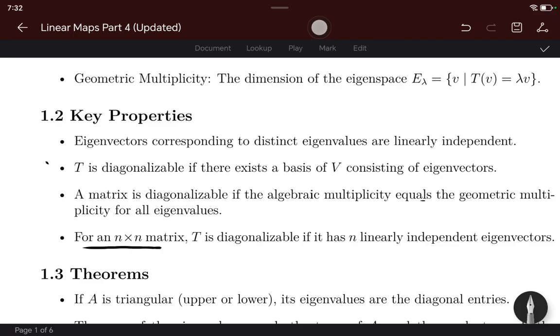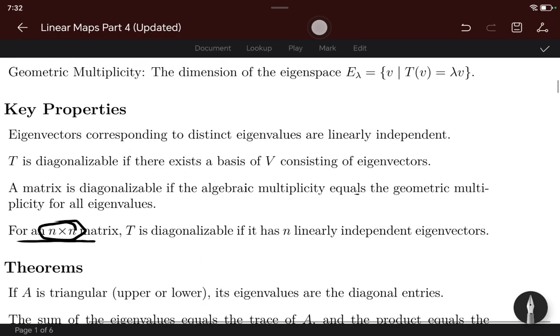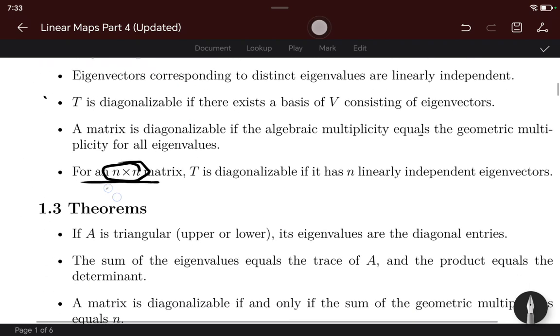So the last point says that for an n by n matrix, remember here we're dealing with non-invertible determinants, where the determinant is equal to 0. Since we're dealing with determinants, we're always talking about a square matrix. And they say that for a square matrix, T is diagonalizable if it has n linearly independent eigenvectors. Let's say this is a 2 by 2 matrix.